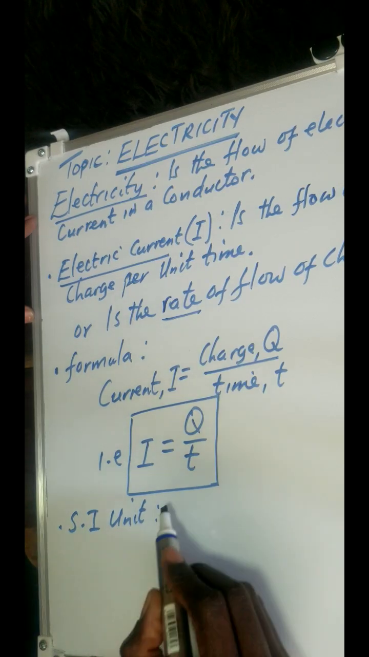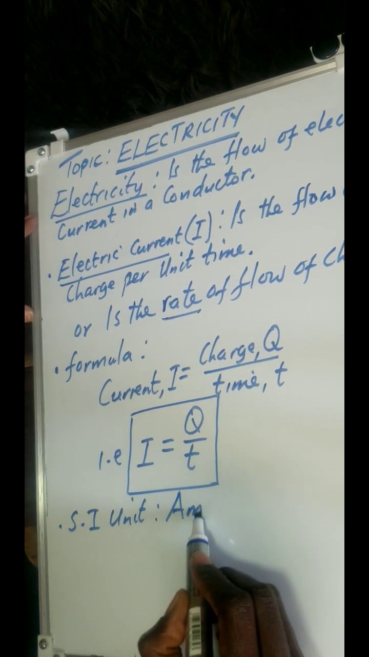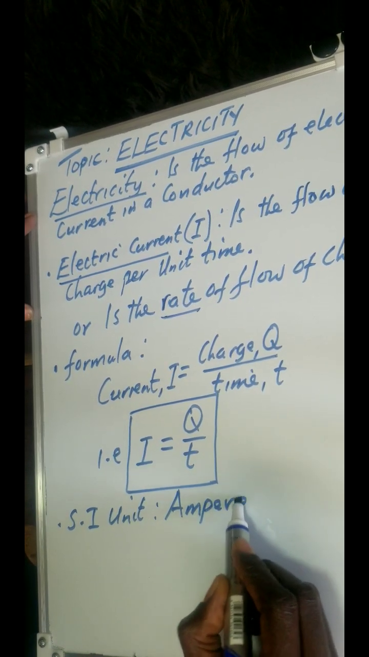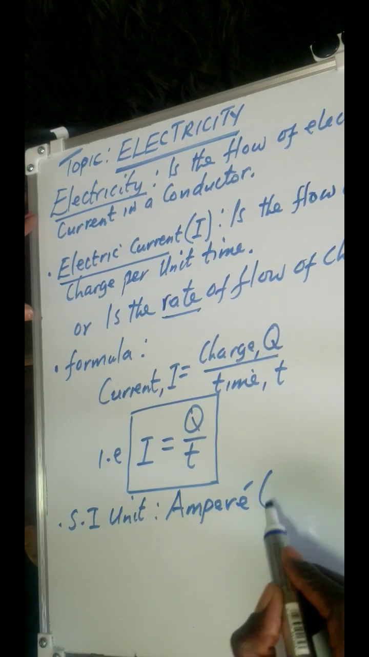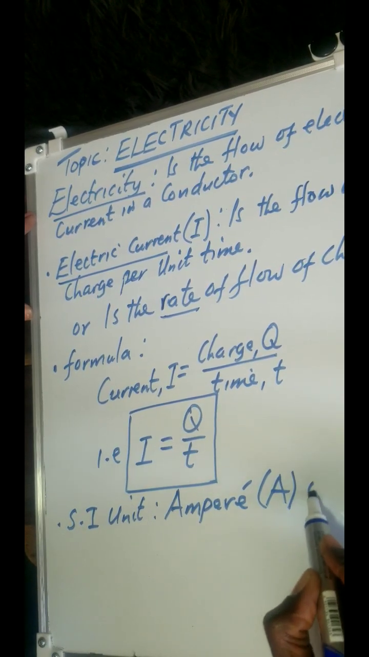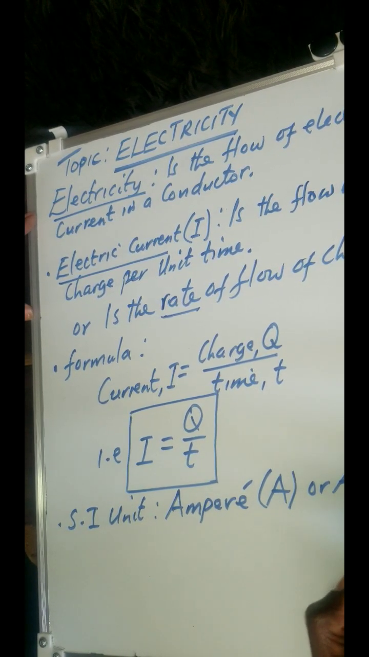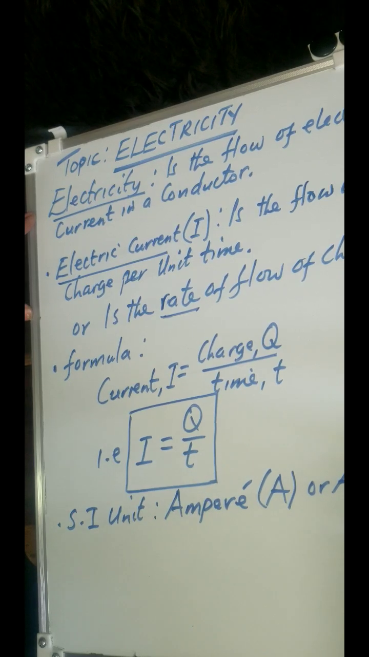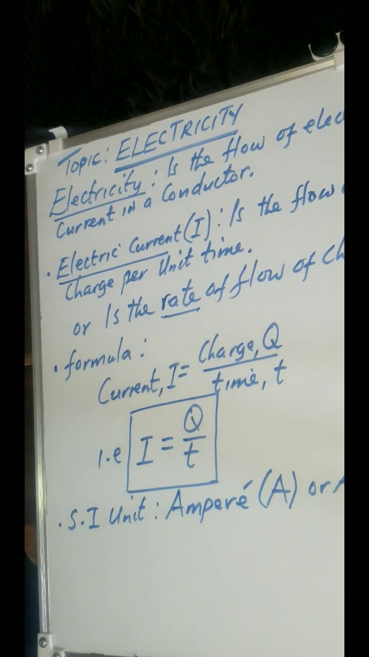But the question that you may have is, what is the SI unit for electric current? Well, electric current is actually measured in ampere. It is measured in ampere, represented by capital letter A. Some people abbreviate it and say amps, but we still use capital letter A. So that's the SI unit.